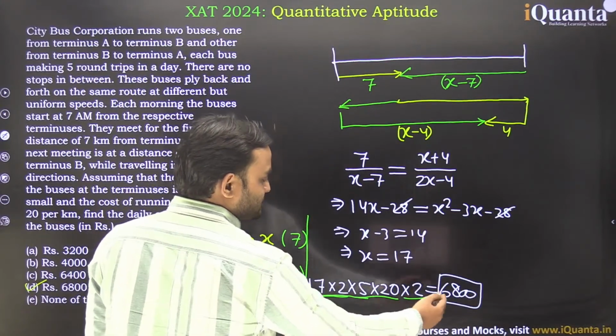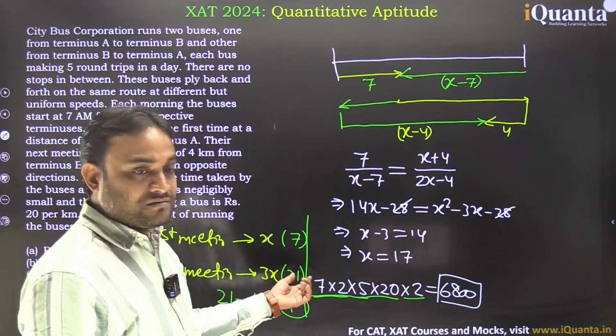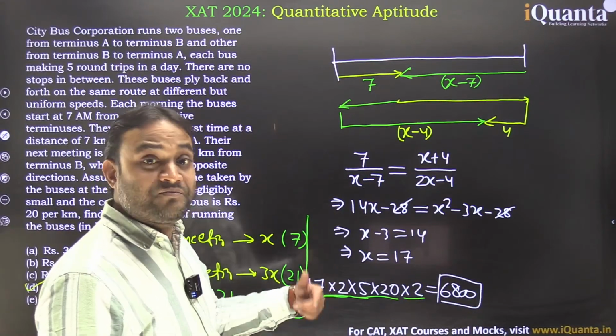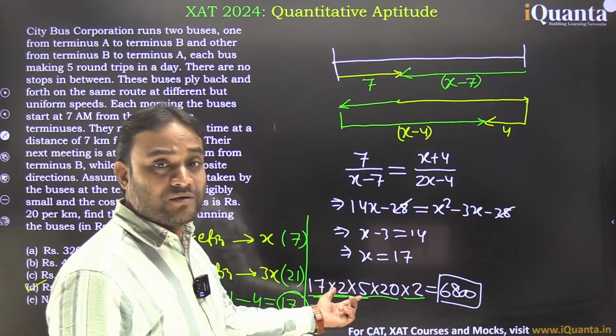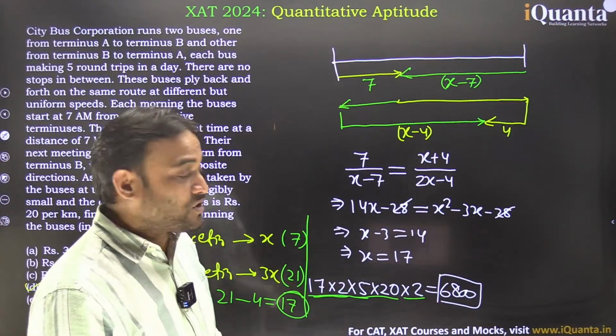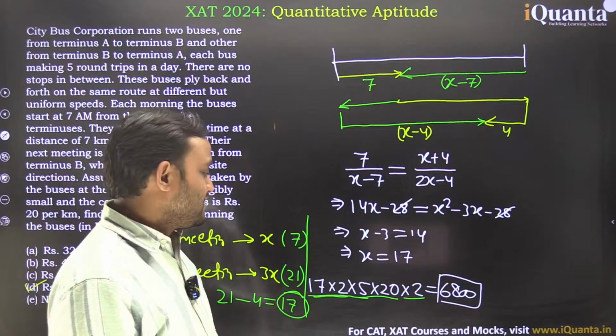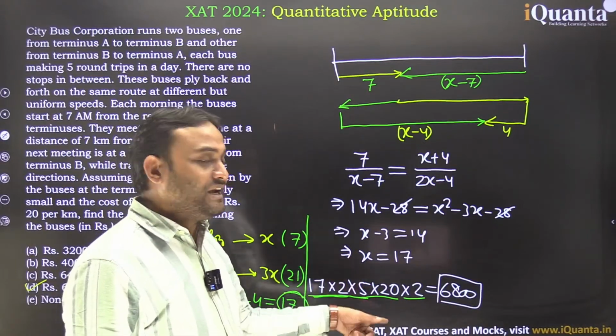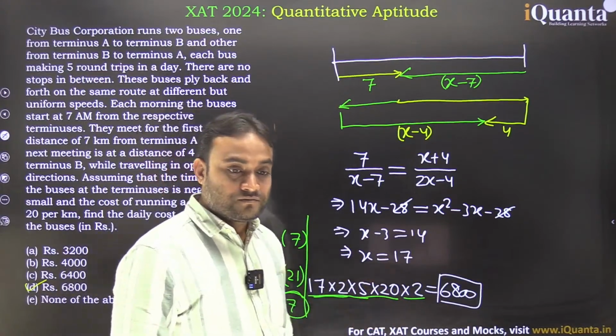2 buses. One x is 17, round trip 17 into 2, 5 rounds, 17 into 2 into 5. This is the total distance covered by one bus in a single day. Per kilometer rate is 20 rupees, into 20, into 2 buses.